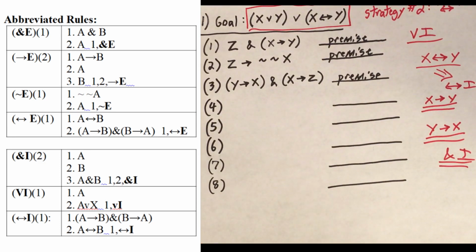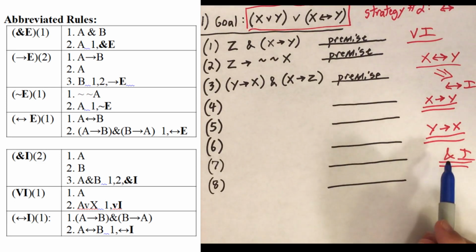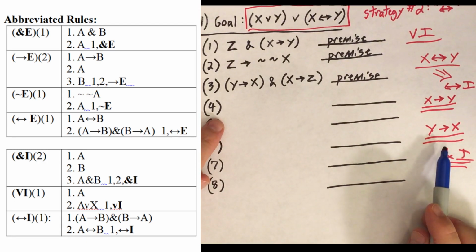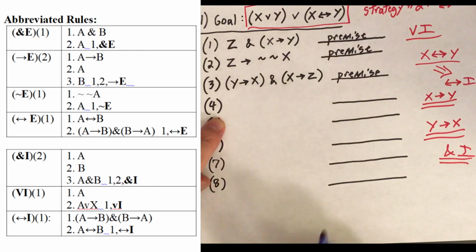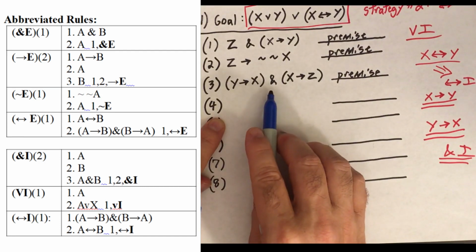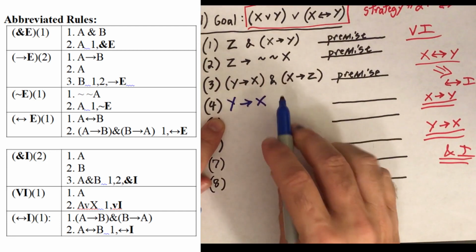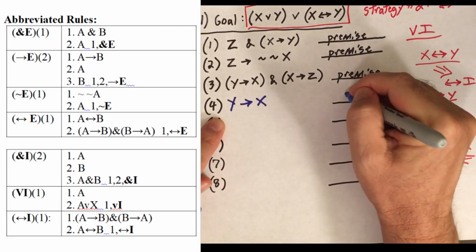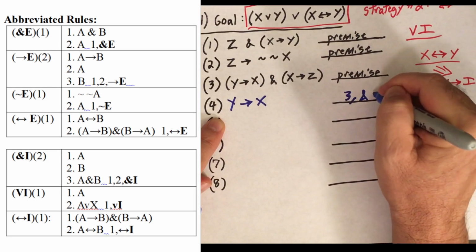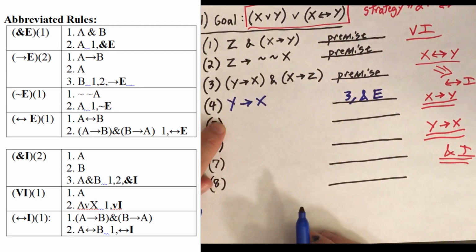You should be so proud of yourself if you're following this. So what do I need to do? I need to get these conditionals. Let's get this one first. Do you see it? It's staring at me in line 3. Line 3 is an AND. I can take apart ANDs right away. As long as the AND's the main connective, I can simply take that off. That is line 3 and elimination.